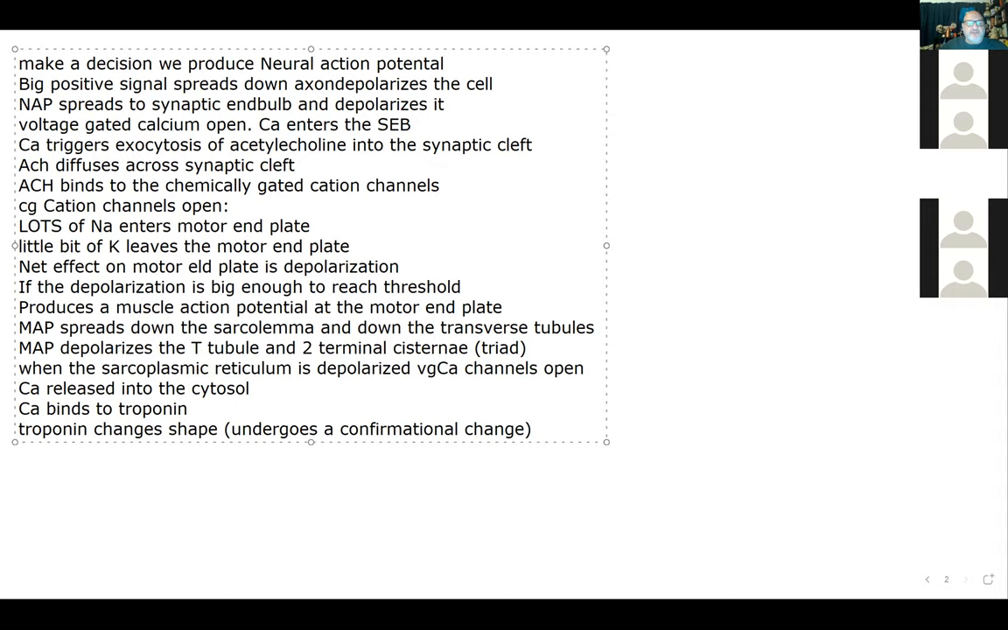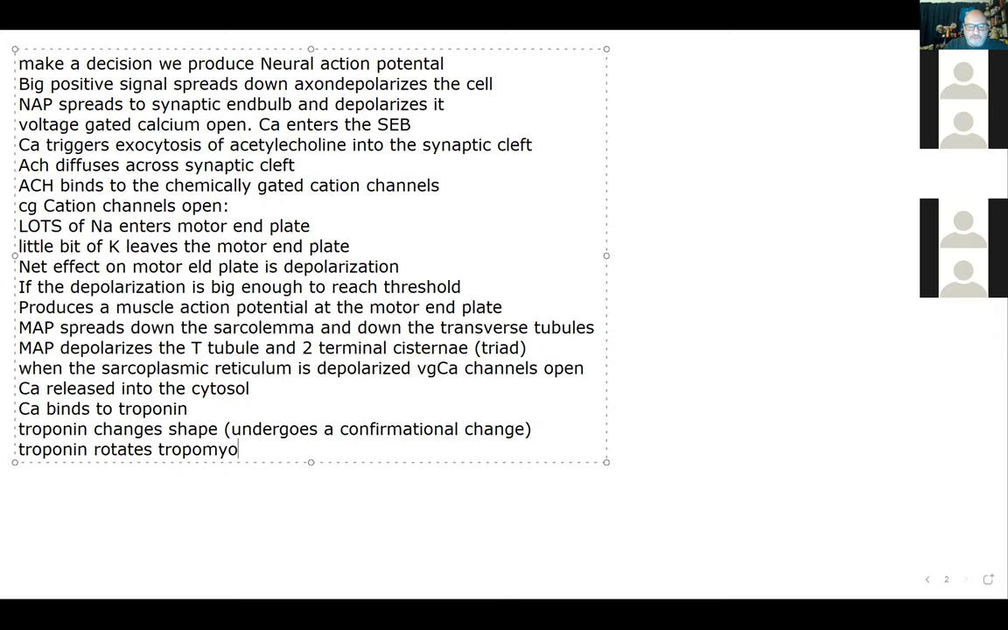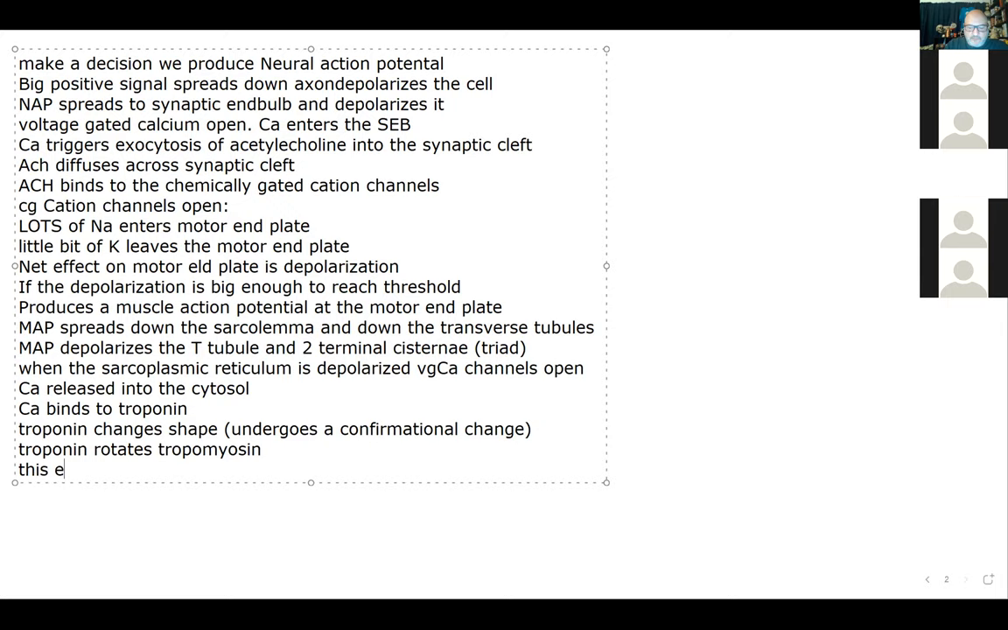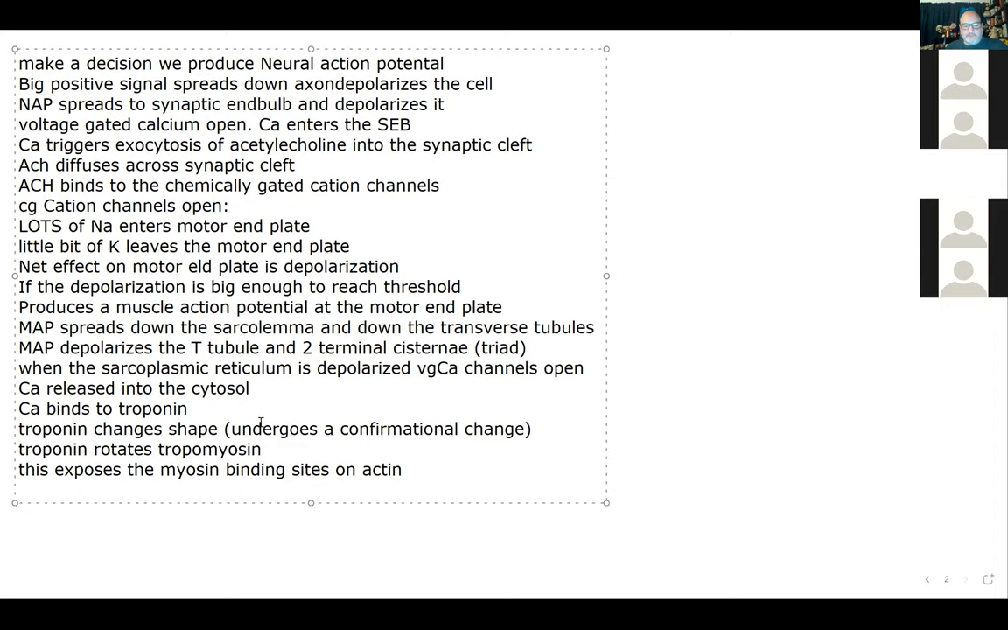All right. So it undergoes a conformational change. And when troponin undergoes that conformational change, what happens? Troponin rotates the tropomyosin. And then the myosin binding sites are exposed on actin, not covered. Excellent. And when that myosin binding site is exposed? Myosin grabs the actin and it starts to contract.